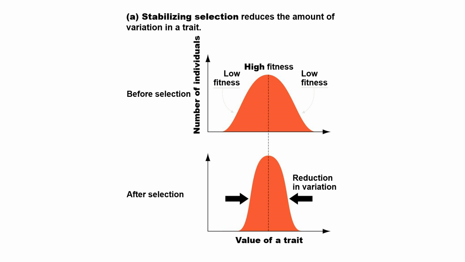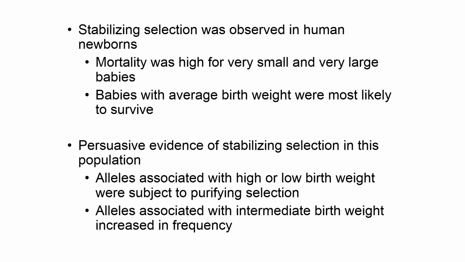Stabilizing selection. Here you're selecting for the intermediate phenotype, so you're basically selecting against the extreme values, where the intermediate phenotype is favored. So let's look at human newborns. Mortality rates are high for premature infants and those that are really big. Babies of average birth weight are the most likely to survive.